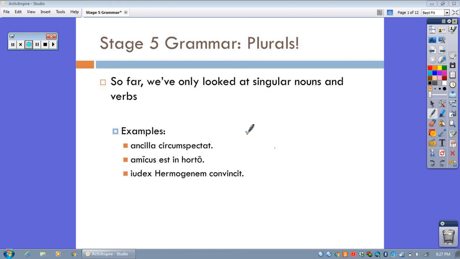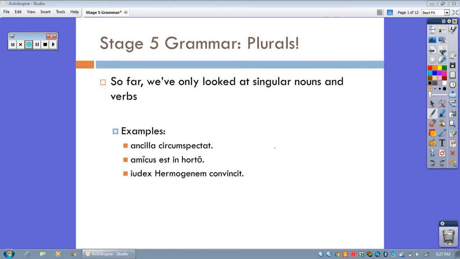Stage 5 plurals. So far, every single sentence that you've seen has only had a singular subject and a singular verb. Here are 3 quick examples. Ancilla circumspectat. The slave girl looks around. Amicus est in horto. The friend is in the garden. Iudex Hermogenem convincit. The judge convicts Hermogenes.